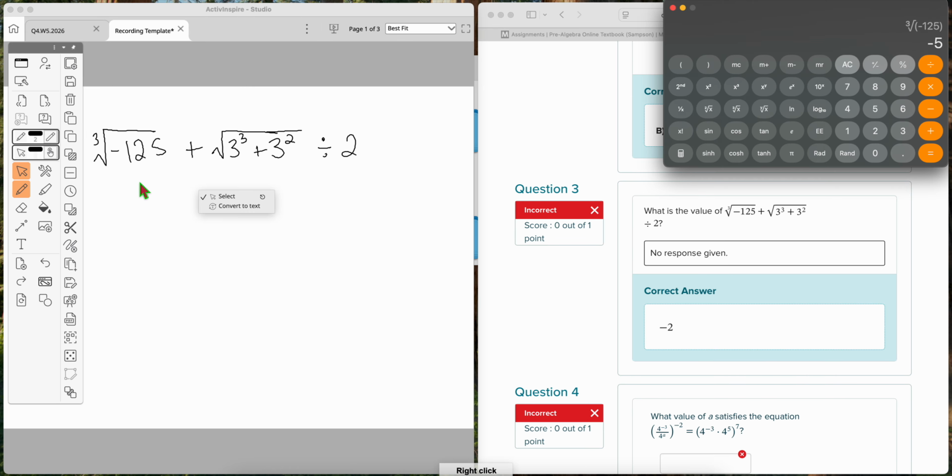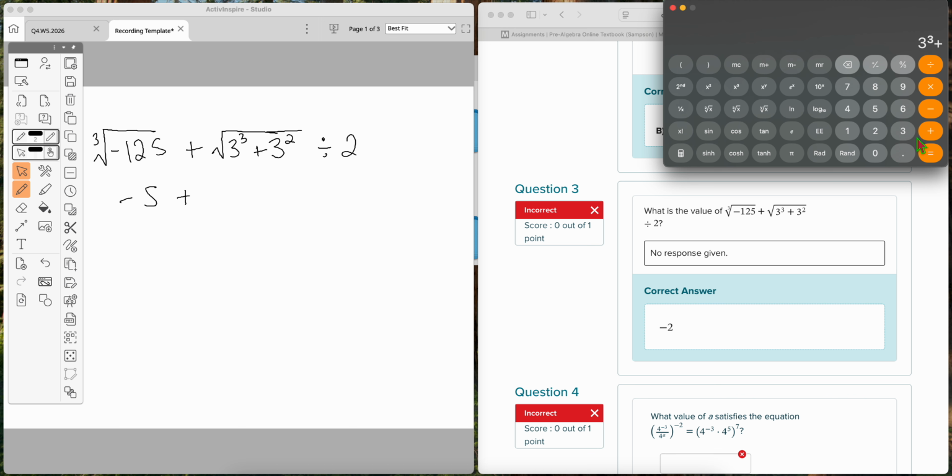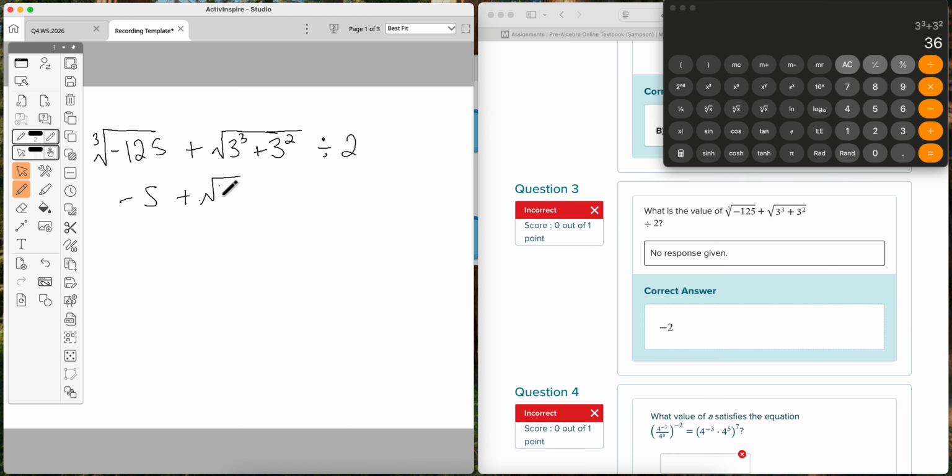So I'm just rewriting the equation with numbers that I can work with. Negative 5 plus, so now I need to do this. It's kind of like parentheses where we need to figure out this before we square root it. So I need to figure out what 3 to the power of 3 plus 3 to the power of 2 is. That is 27 plus 9, so that gives us 36. So this is the square root of 36, divided by 2.